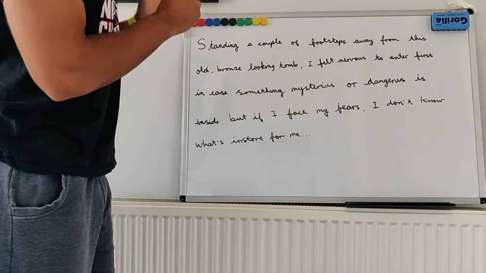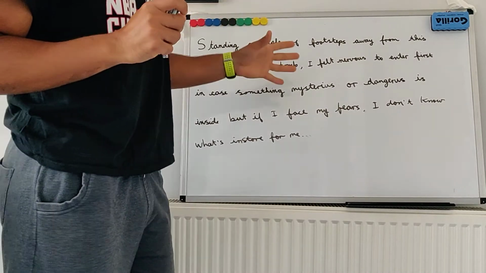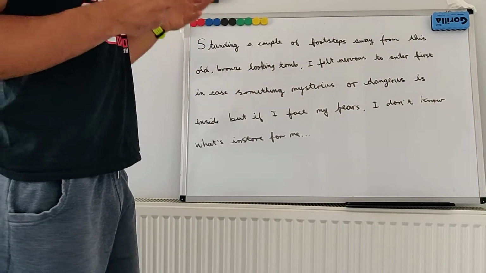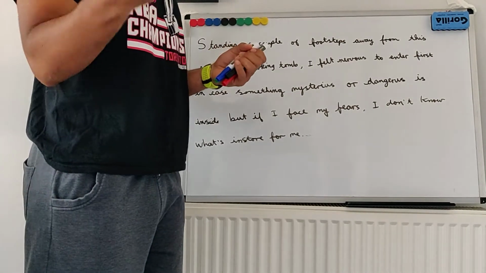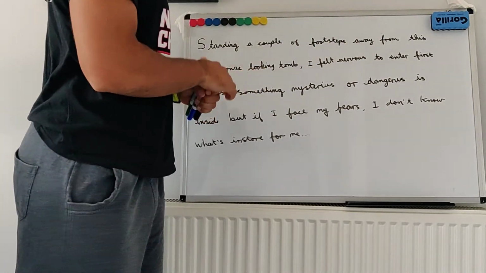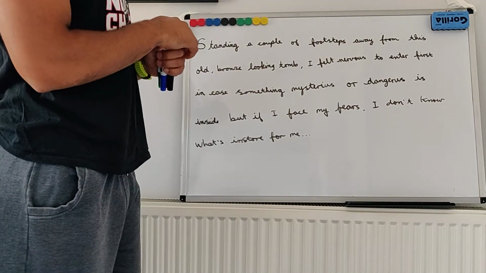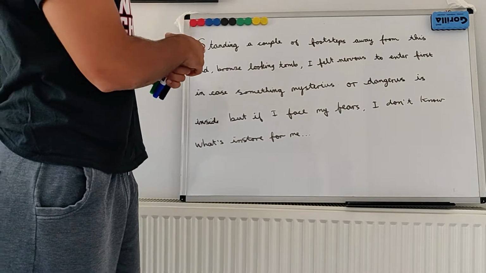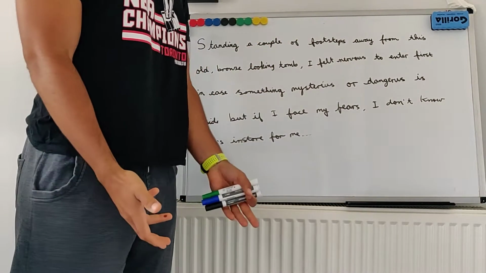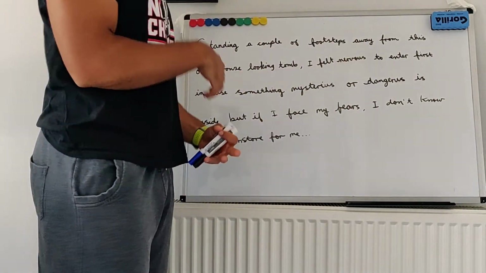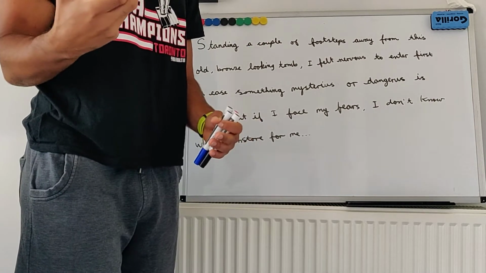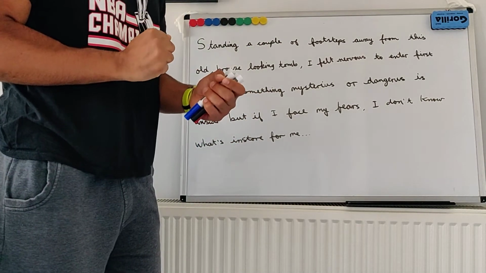Again, in the first paragraph we said we're going to build the tension, we wanted to add description, and we achieved that by, and this is just a refresher, two things. We started with a subordinating clause, so standing a couple of footsteps away from this old bronze looking tomb. All of that we call a subordinate clause. It depends on the main clause which comes after it. If we start with that at the beginning, what we're doing as a writer is slowing down the action.